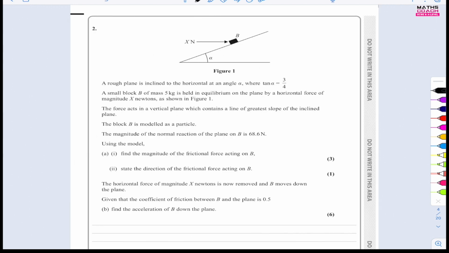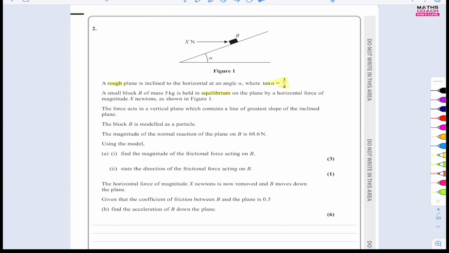All right, so let's look at this one. Question 2: a rough plane is inclined to the horizontal at an angle alpha, where tan alpha is equal to 3 over 4. A small block B of mass 5 kilograms is held in equilibrium. I'm going to start highlighting stuff. Equilibrium here, we've got the tan right there, we've got the rough plane, that's important for me. And then we've got a horizontal force of magnitude x newtons, which is there in the diagram, so I won't highlight that. The force acts in a vertical plane which contains a line of greatest slope of the inclined plane. The block B is modeled as a particle.